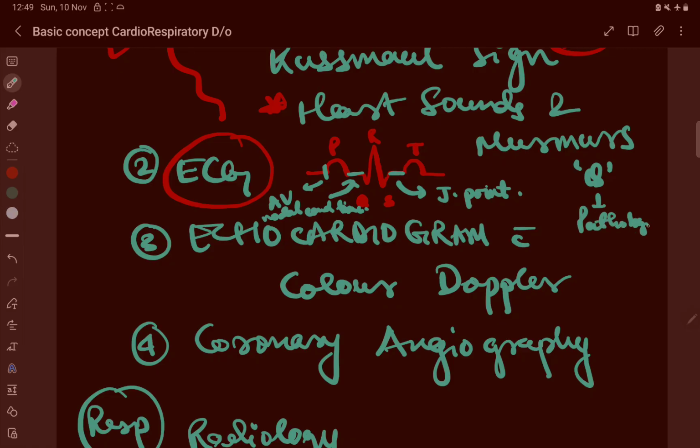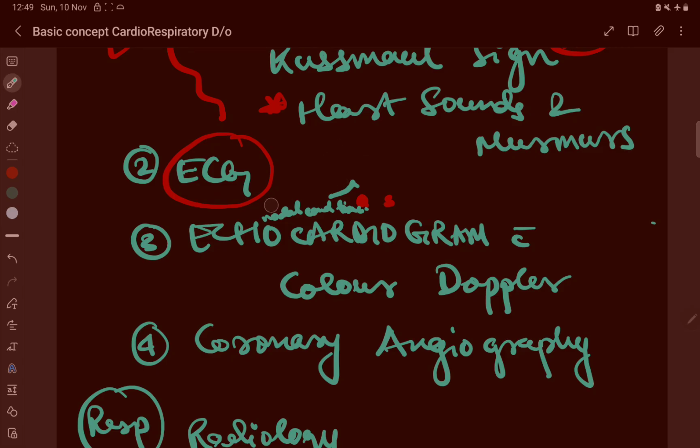A pathological Q will be more than 1 mm in amplitude, and it shows the size of an infarcted area. It is actually nothing but the area of dead myocardium. So we are going to discuss these. I will also revise and discuss all the ECG.